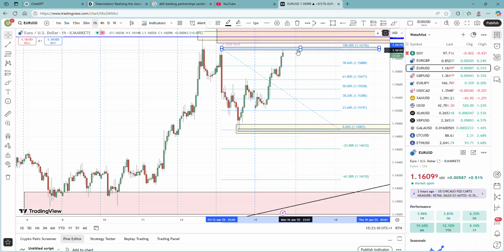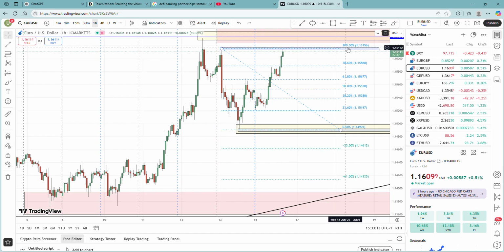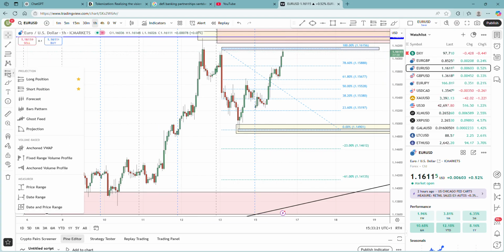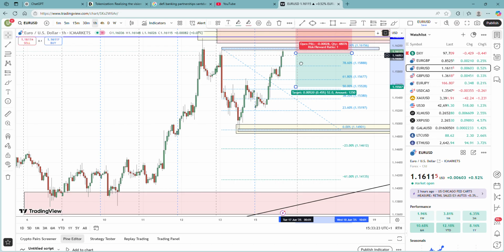Right now you can see price has retraced all the way to 100%. It's potentially going to reject it from here. If we see a bearish candlestick close, we can enter a sell trade. This would be your trade management.